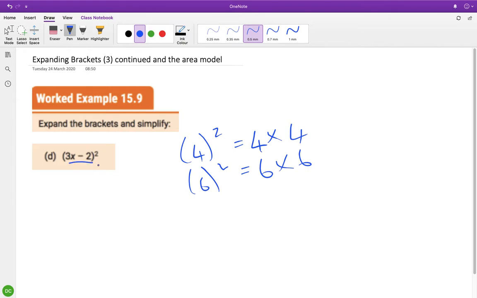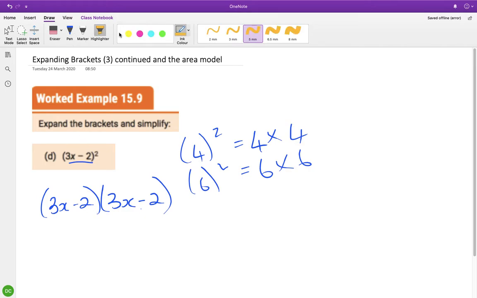If it is 3x minus 2 to be squared, then there is 2 3x minus 2's. So you just write 2 of them. Okay, so when you see squared, you basically just write it out in 2 brackets. Now we're back to our split the first multiplied by the second. So we take the first one and we're going to put it here, and we take the second one and we're going to put it here.